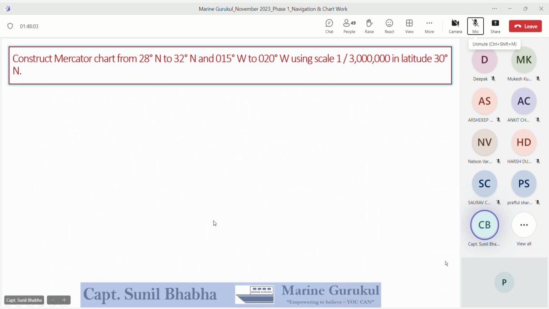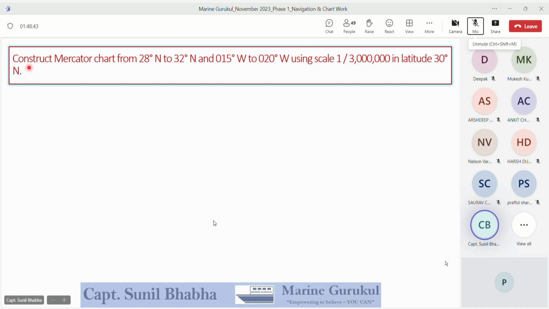Now with the basics of chart projections clear in our mind, we are ready to go into solving a question. We have the question on the screen now. The question says, construct a Mercator chart from 28 degrees north to 32 degrees north and 015 degrees west to 020 degrees west using a scale of 1:3 million, or 1 to 3,000,000, in latitude 30 degrees north.